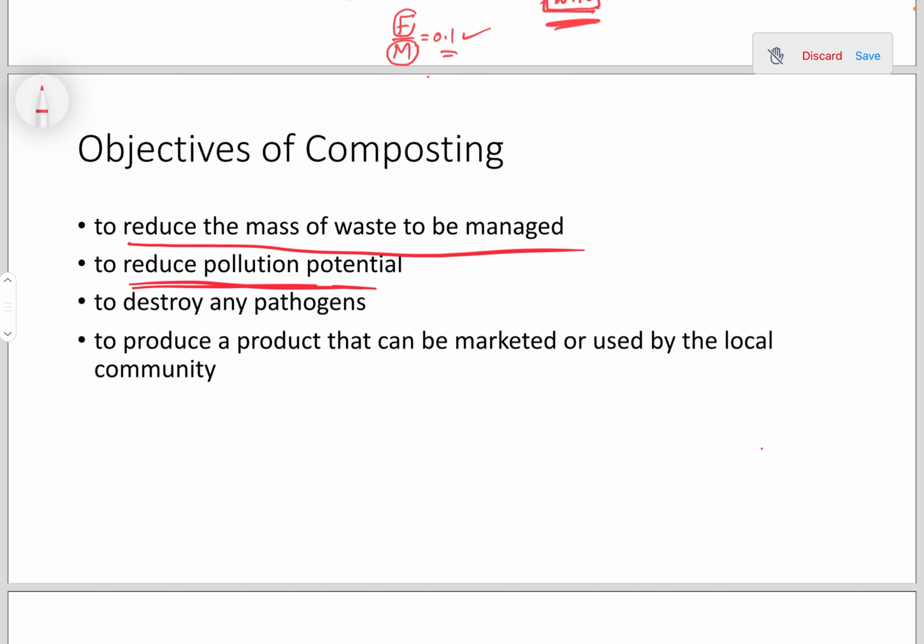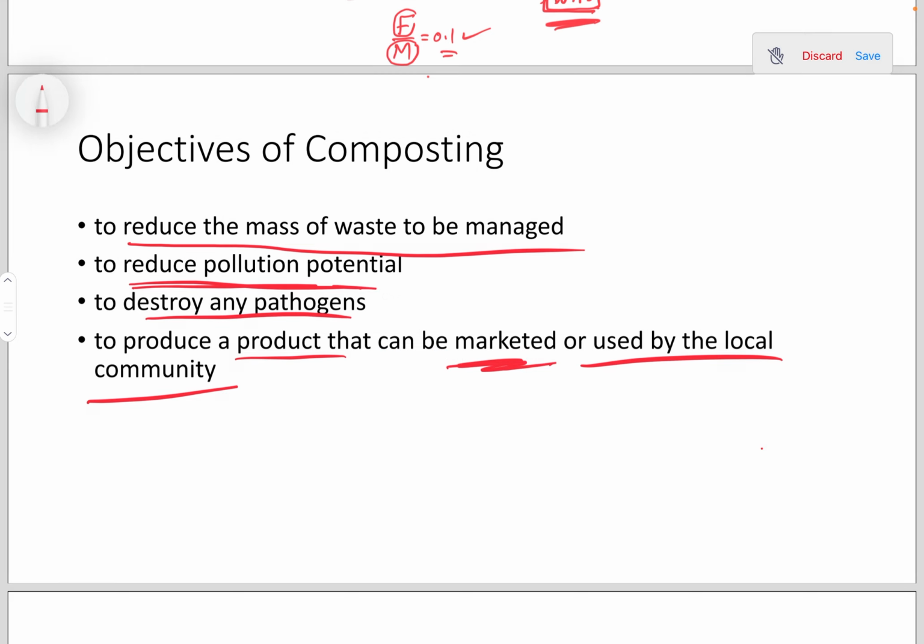And of course, destroying pathogens: any pathogenic material or any pathogenic microorganism inside the sludge will be destroyed because of composting. And we can produce a product that can be marketed. Of course, this can be sold or used by the local community.